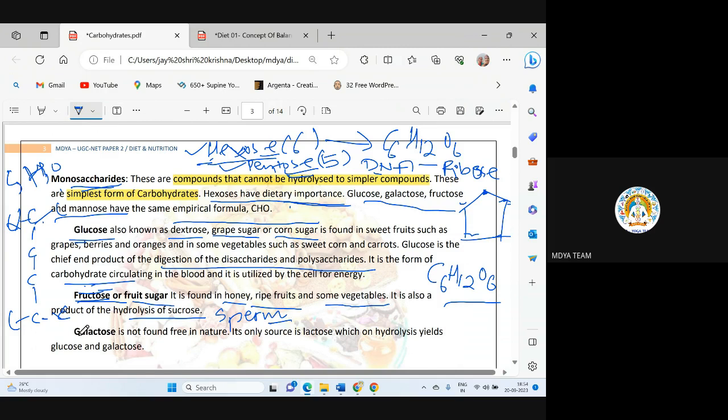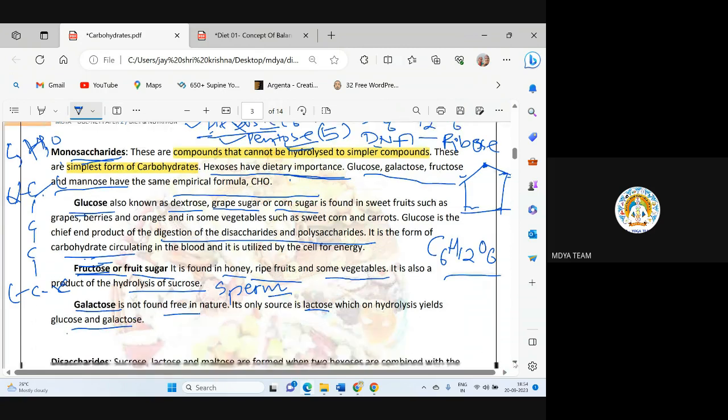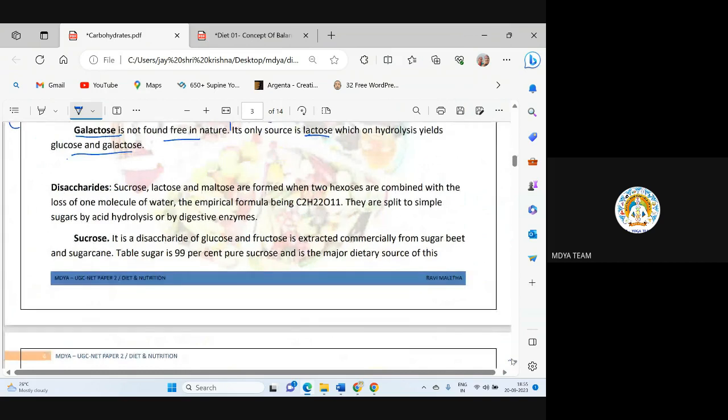Other one is galactose. Galactose is not found freely in nature, unlike glucose and fructose. These are found naturally in some fruits, but galactose is not found freely in nature. If we hydrolyze lactose, which is a disaccharide, it will be broken into galactose and glucose. So now we will talk about disaccharides. So these all are monosaccharides.